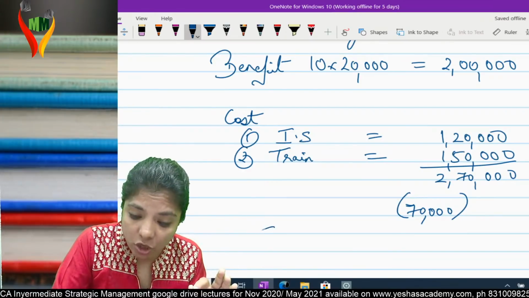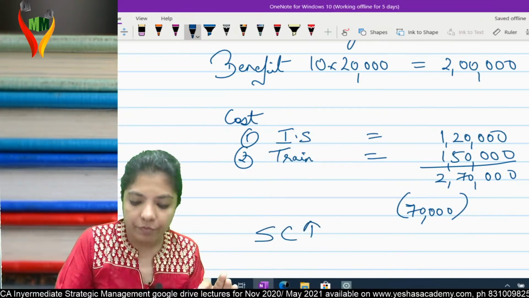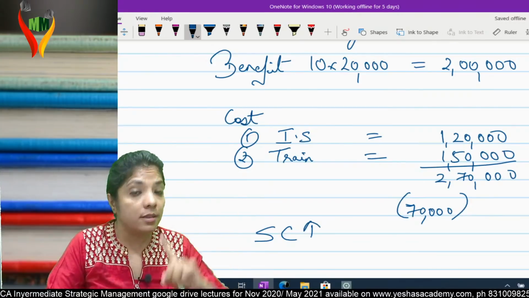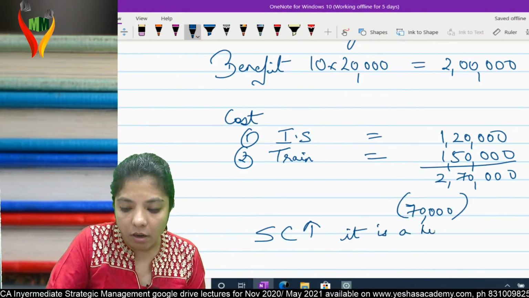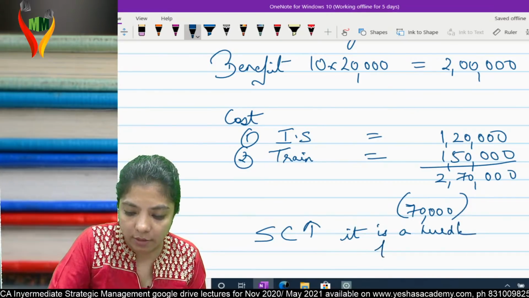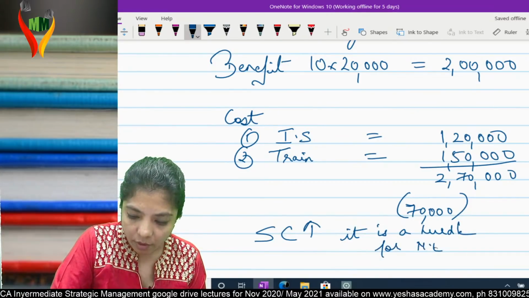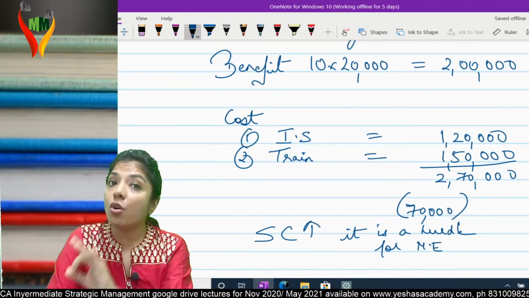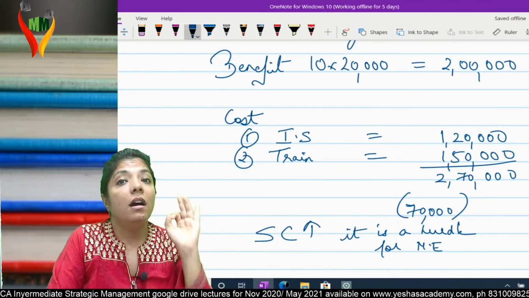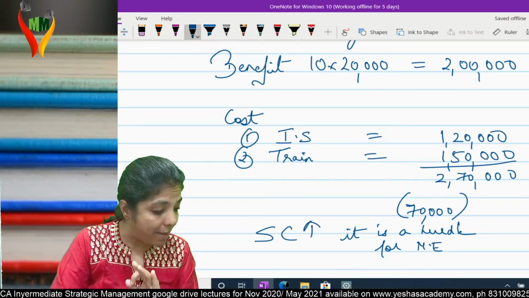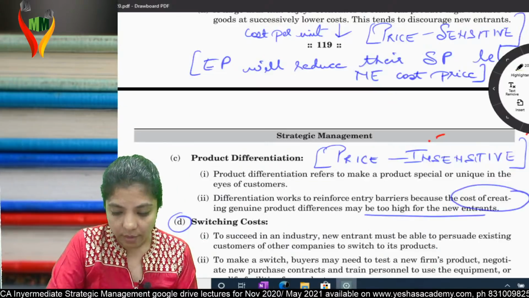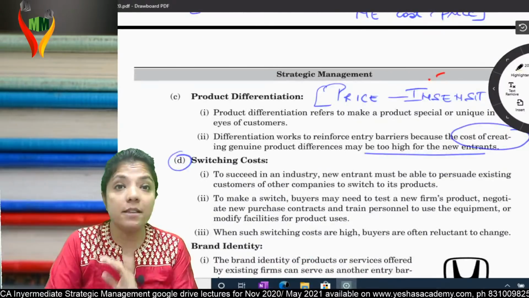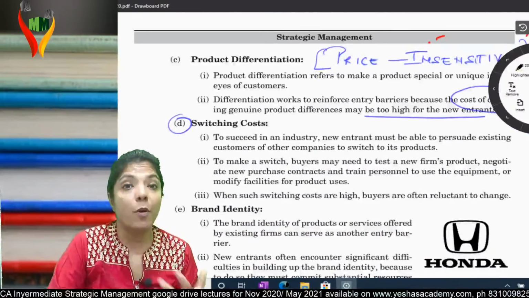That means if switching cost is high, it is a hurdle for new entrant. Am I clear? If switching cost is high, it is a hurdle for new entrant. Am I very clear with this point? Can I go ahead? Please, is D point clear? Can I go ahead? Next point, E point.